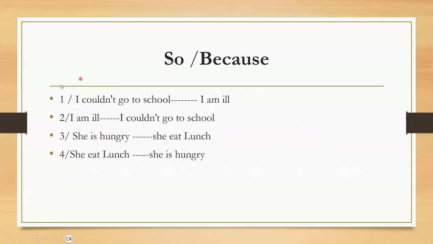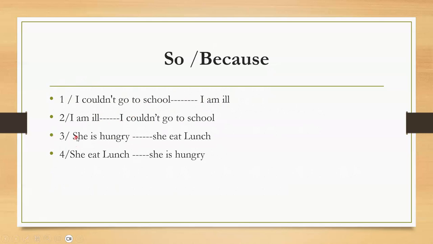Let us practice so and because. I couldn't go to school, dash, I am ill. Where is the reason? This is the reason: I am ill. I couldn't go to school because I am ill. Okay? And here, I am ill, so I couldn't go to school. لذلك, لا أستطيع الذهاب إلى المدرسة.